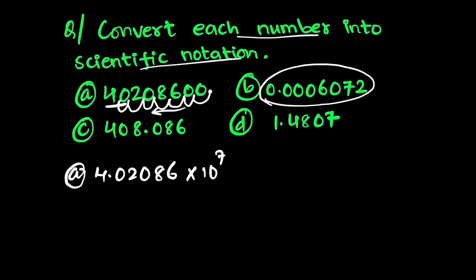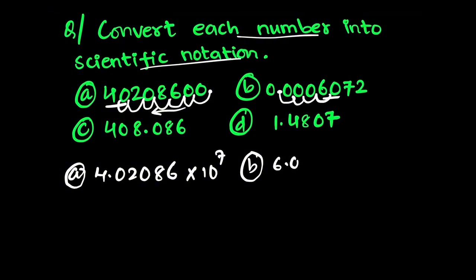Now let's convert this one. So the decimal point is right here. Move this decimal point between 6 and 0. So 1, 2, 3, 4, which becomes 6.072 times 10 raised to negative 4. Negative 4 because we are moving the decimal towards the right.